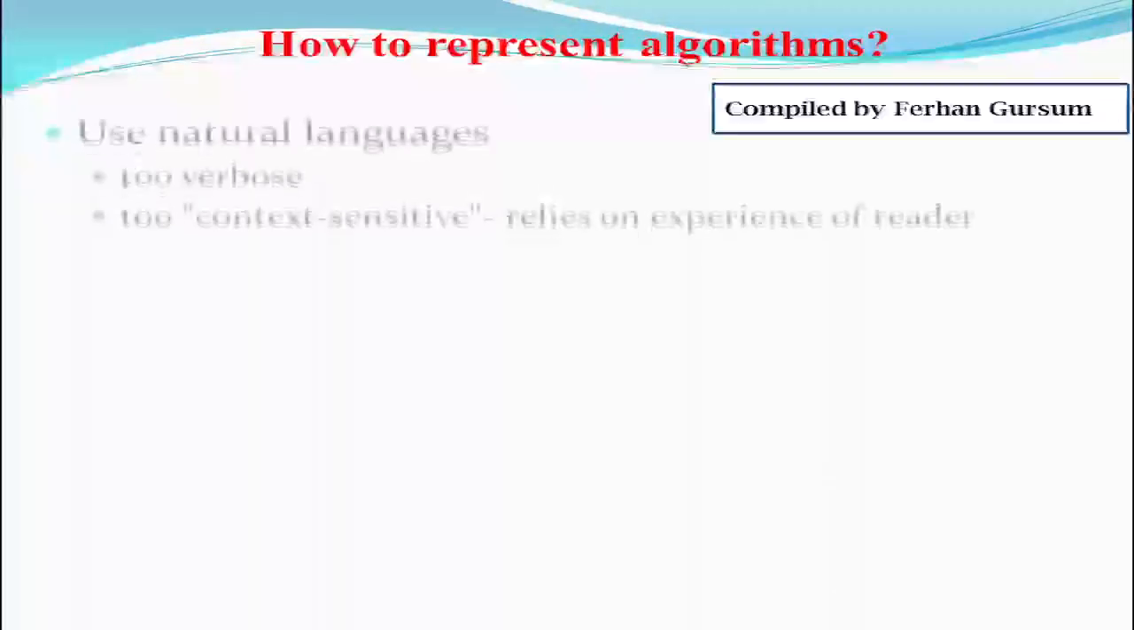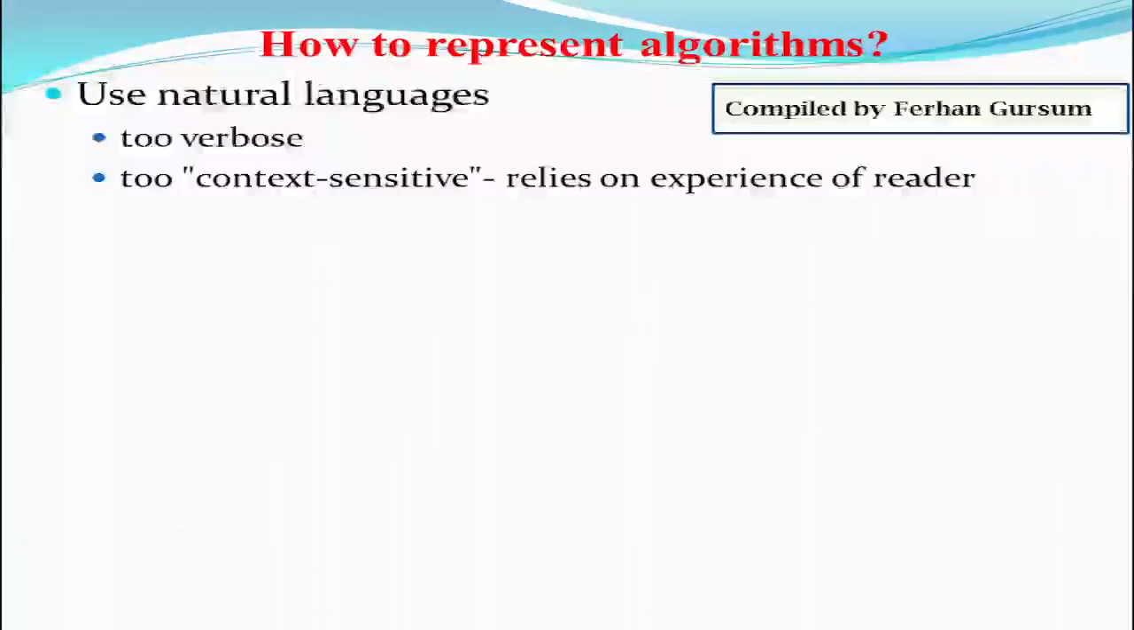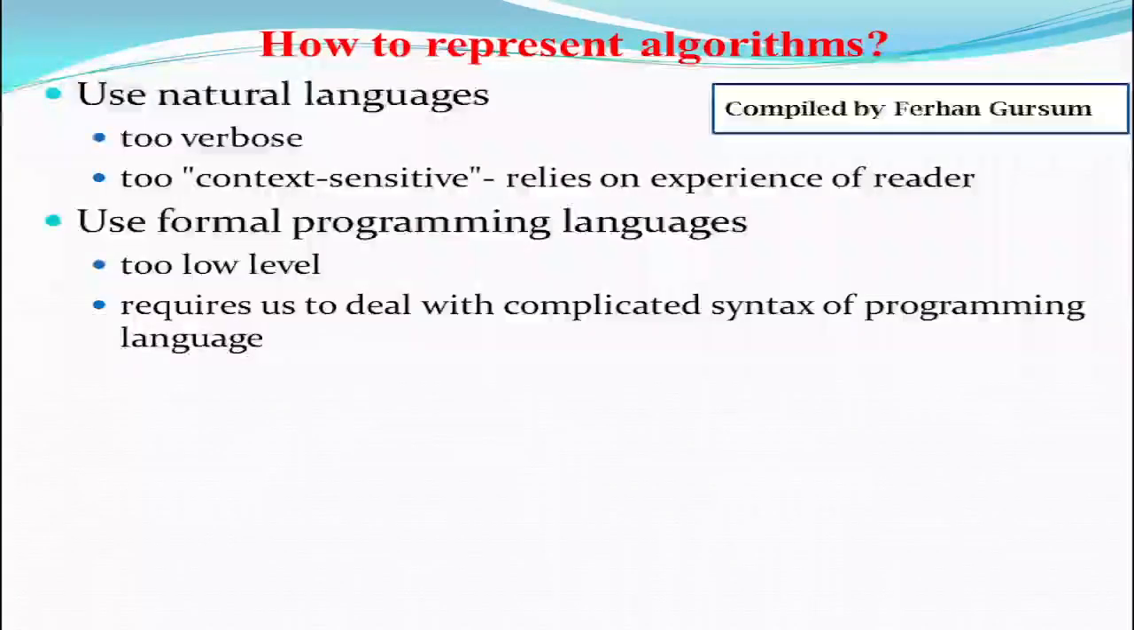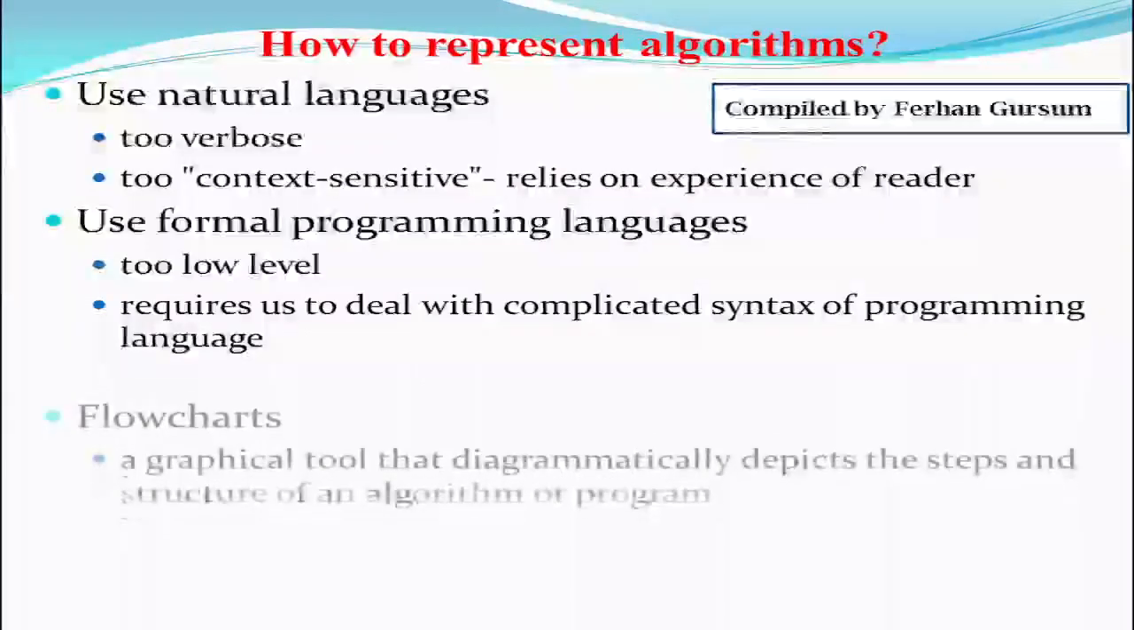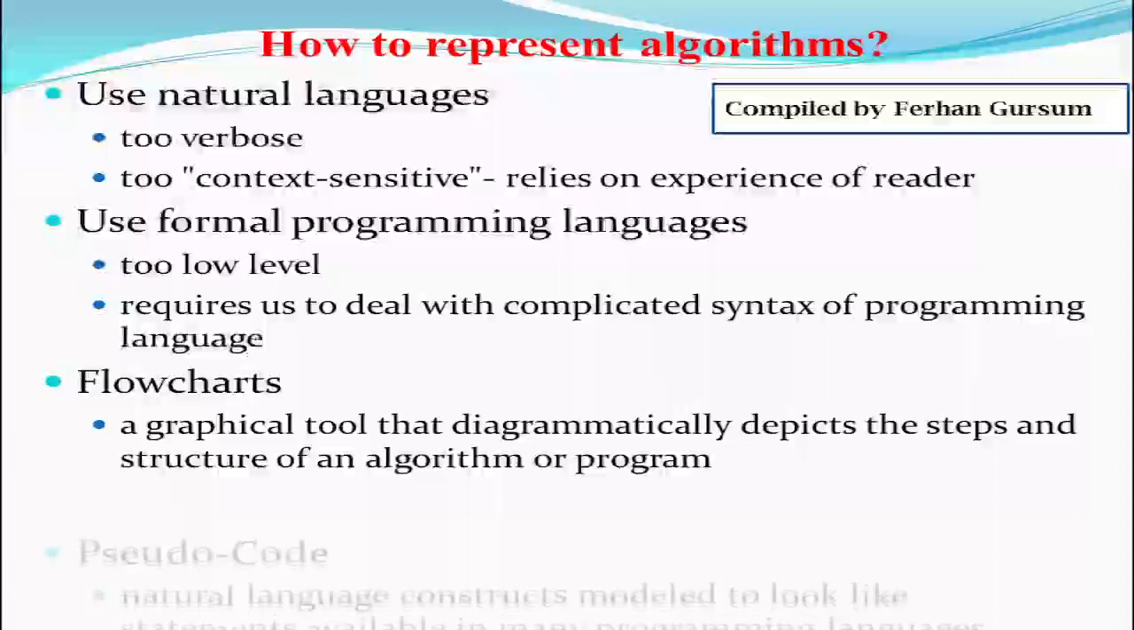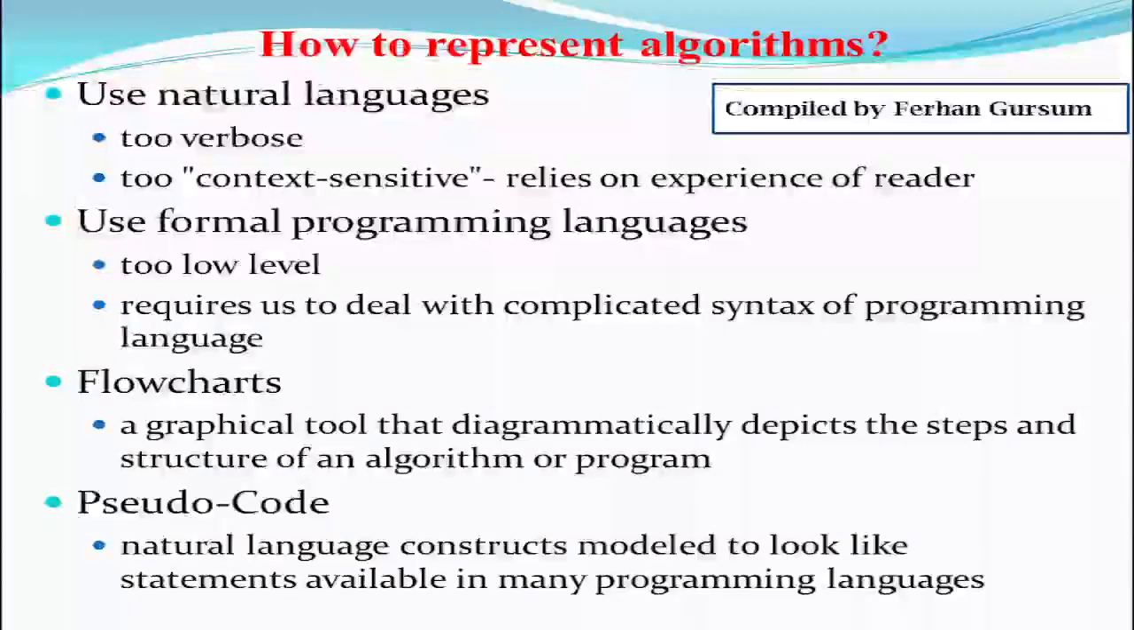Okay, so how to represent algorithms? To represent algorithms, we can use the following. Okay, first we use natural language. On the second, also we use formal programming language. On the third, also we can use flowcharts. On the fourth, also we can use pseudocode. When we say pseudocode, it is false code, okay?